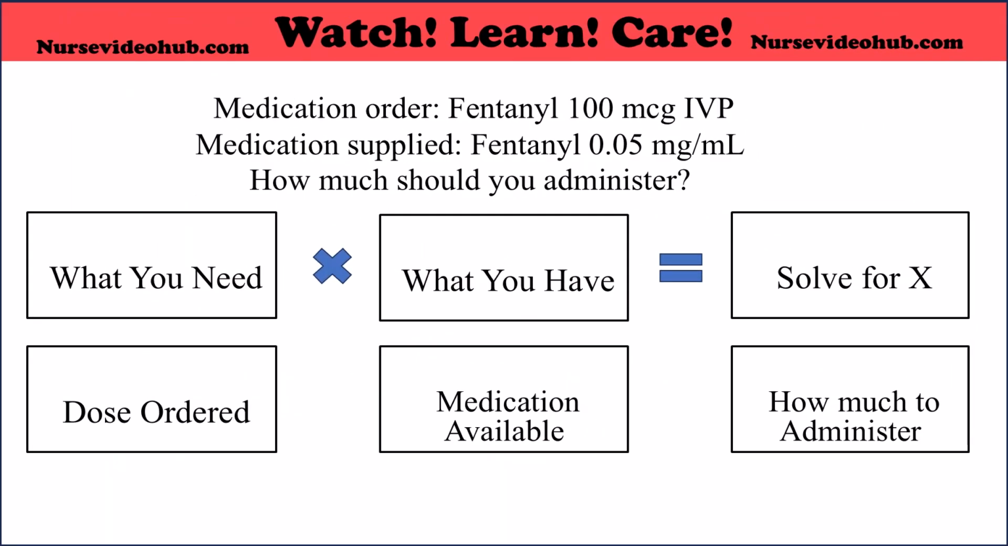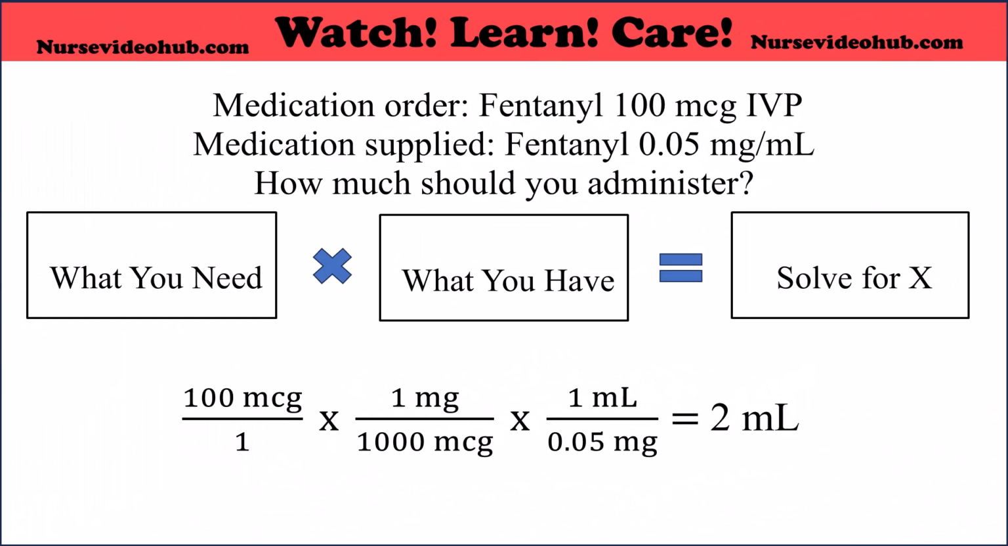Now, let's calculate another dosage. The order is fentanyl, 100 micrograms IV push. The medication supplied is fentanyl, 0.05 milligrams per milliliter. How much should you administer? When you read the order, you see that the order is to administer fentanyl 100 micrograms, but the medication supplied is fentanyl 0.05 milligrams per milliliter. You need to convert the measurement of 100 micrograms of fentanyl to milligrams.